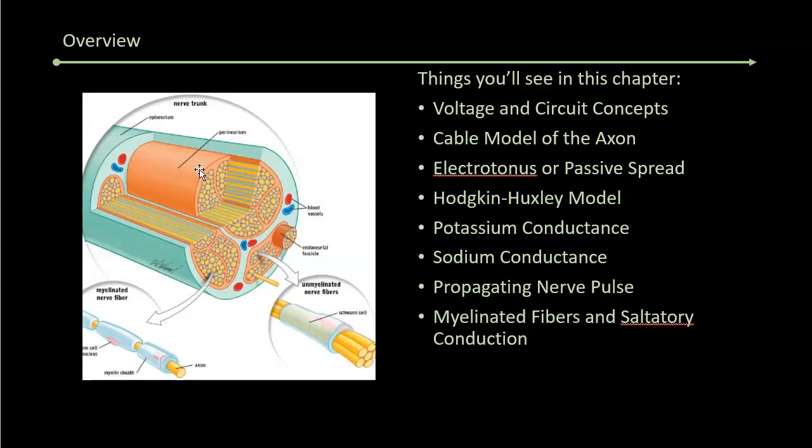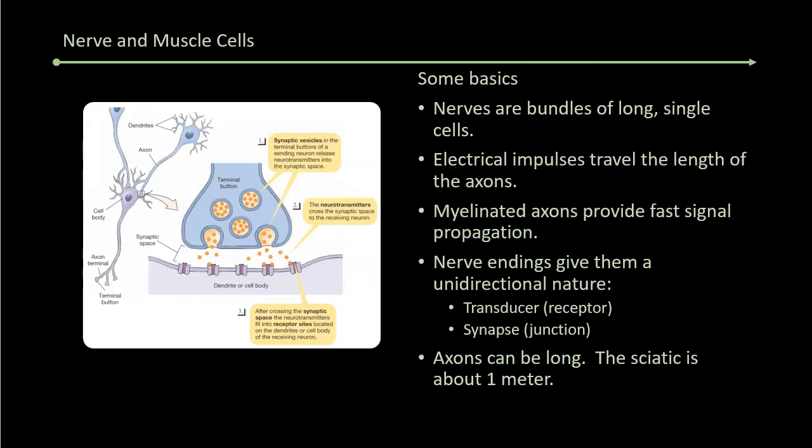fibers and saltatory conduction. The axons are pretty much the same from nerve to nerve, but what determines a nerve's function is what happens at the ends of the axon, and whether or not it's myelinated. In myelinated axons, the signal travels faster than it does in the unmyelinated one. And what happens on the ends of the nerves, the receptors and transmitters or transducer and synapses, these determine the function of a nerve. And you have to remember this is one cell, right?